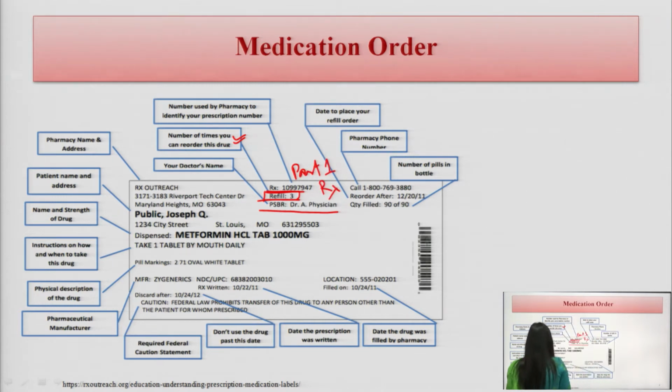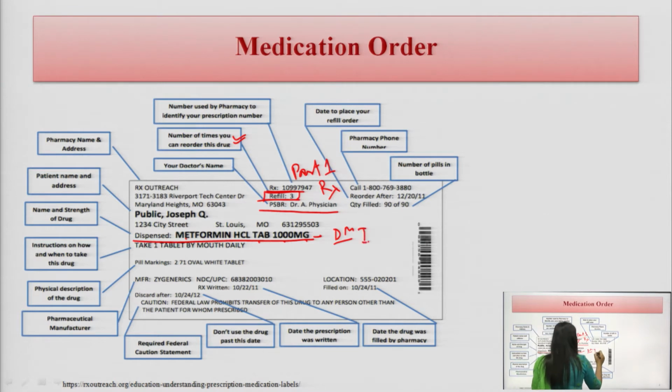Now, another, we can see here, the medication given is metformin HCl tablet 1000 mg. It is for the treatment of diabetes mellitus. So, this is part of the inscription. What is written? The dosage, 1000 mg, the dosage form, tablet, and the drug. So, it is written in the inscription part.